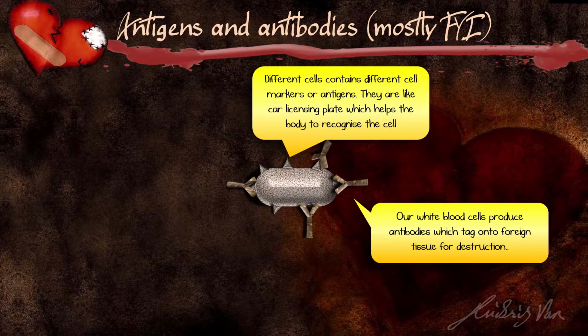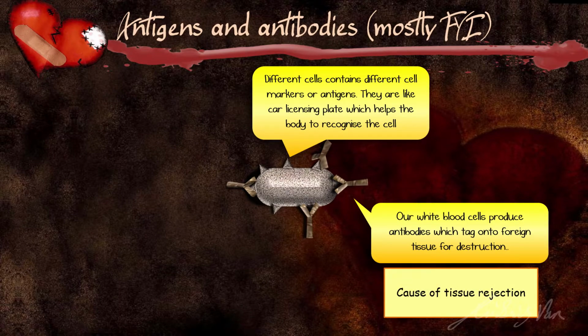So antibodies mark the cell down for destruction, and this is the cause for tissue rejection. Tissue rejection occurs when someone donates his or her organ to another person, and the recipient's body notices that the organ is foreign. So antibodies will be produced tagging the foreign organ, and the white blood cells will come and destroy the tissue in the donated organ. So this is why sometimes organ transplant can fail, because our immune system can tag the foreign organ for destruction.